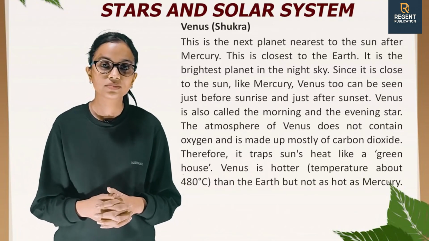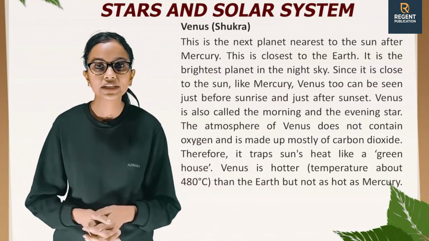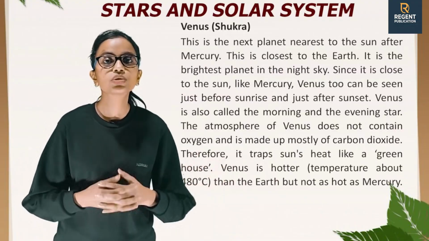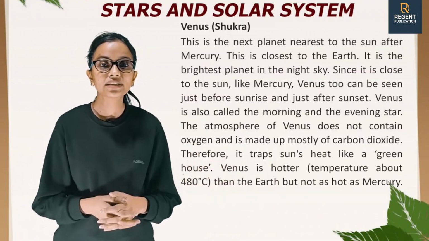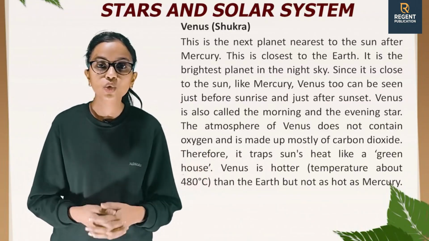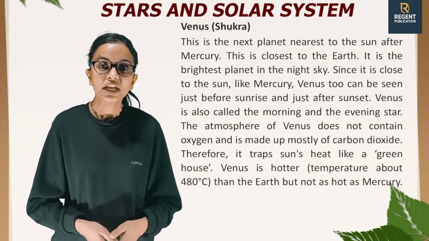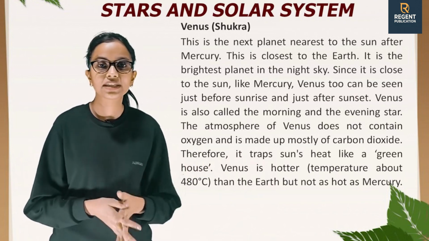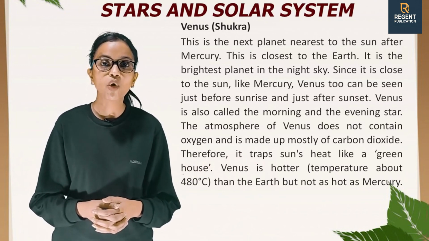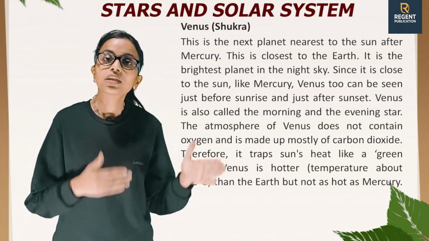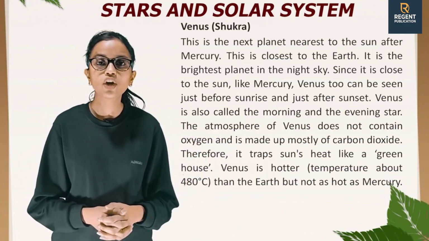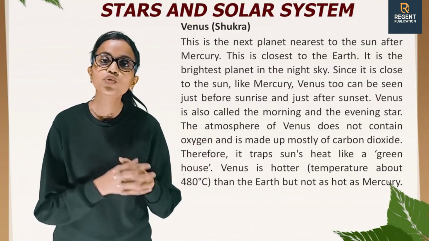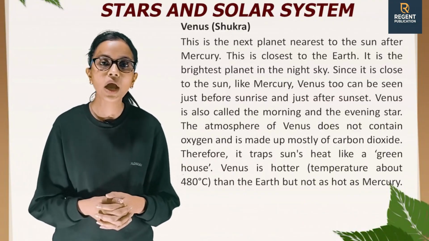Venus, Shukra. This is the next planet nearest to the Sun after Mercury. This is closest to the Earth. It is the brightest planet in the night sky since it is close to the Sun like Mercury. Venus too can be seen just before sunrise and just after sunset. Venus is also called the morning and the evening star. The atmosphere of Venus does not contain oxygen and is made up mostly of carbon dioxide. Therefore, it traps the Sun's heat like a greenhouse.